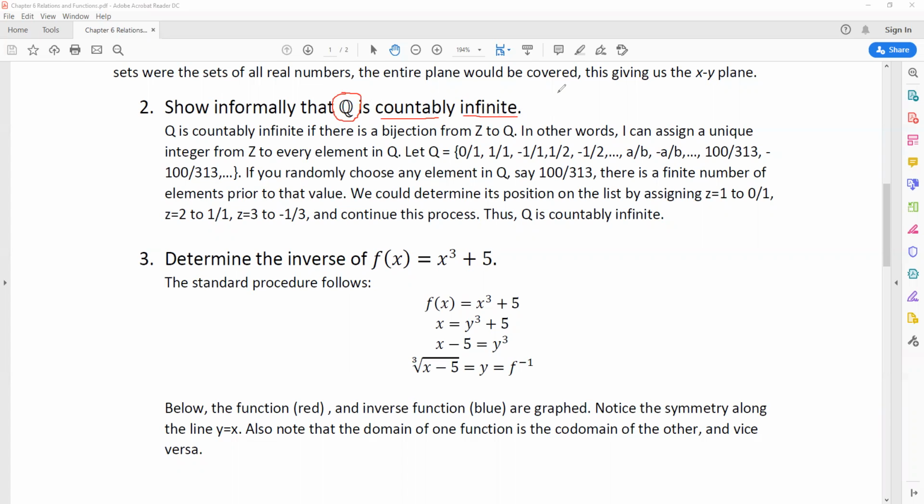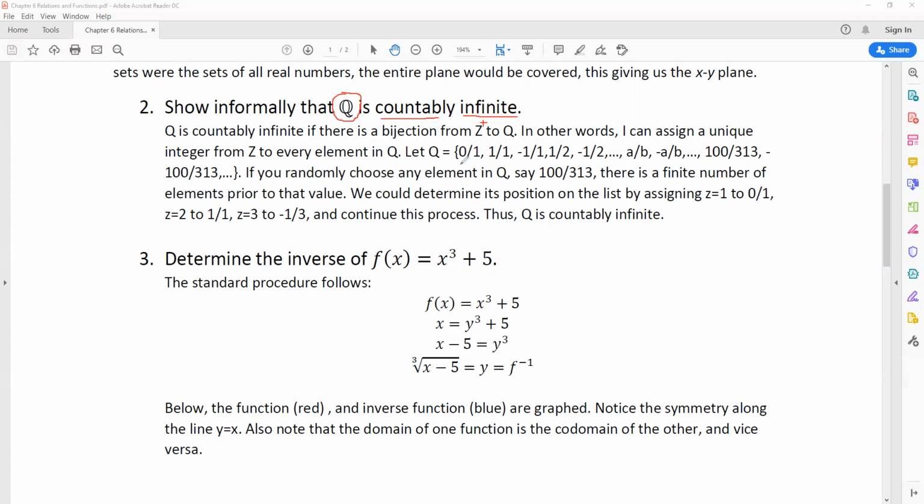Well, Q would be countably infinite if there is a bijection from Z to Q. And the bijection actually should be from Z plus to Q, because we want to send all of our counting numbers, 1, 2, 3, and so forth, and map all of those to the set of rational numbers, as if we were actually labeling each number in the set Q, as if we wanted to count them. So how do we do that?